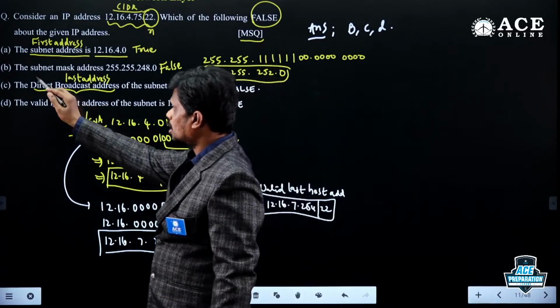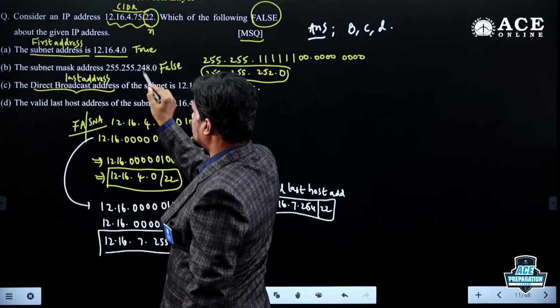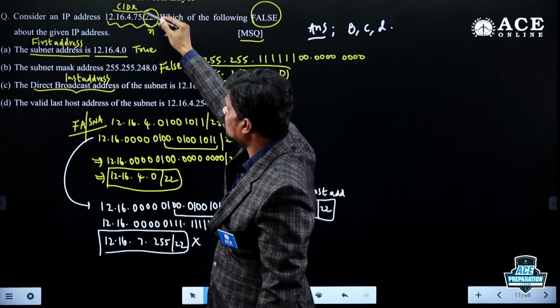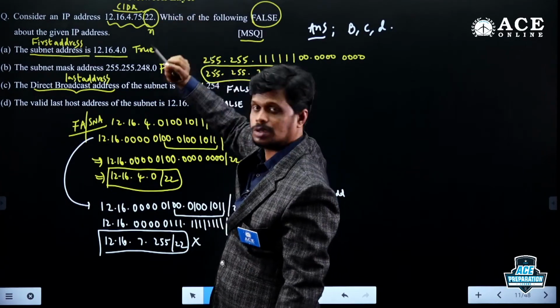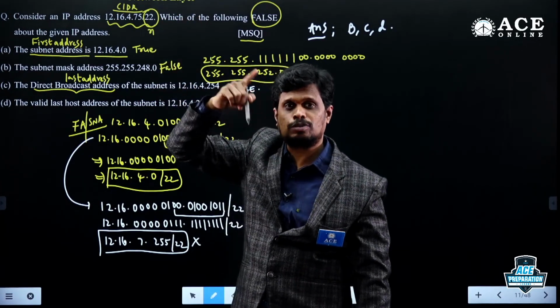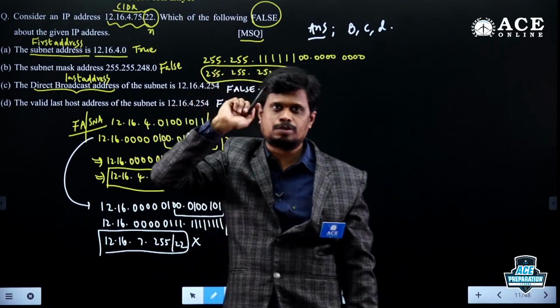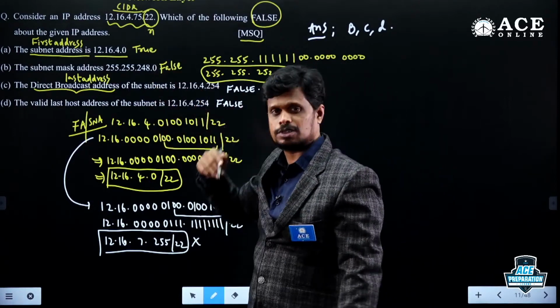It is asking about, Unnati, the subnet mask address, which is given as 255.248.0. But what is the mask here? What is the prefix here? 22. 22 means what? 22 ones must be set. Out of 32 bits, 22 ones must be there and the remaining 10 must be zeros. This is the meaning of mask bits.